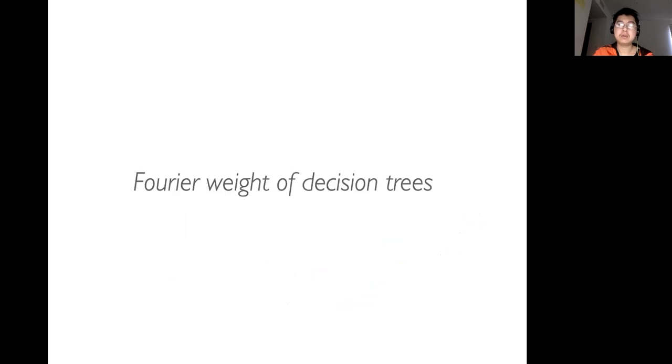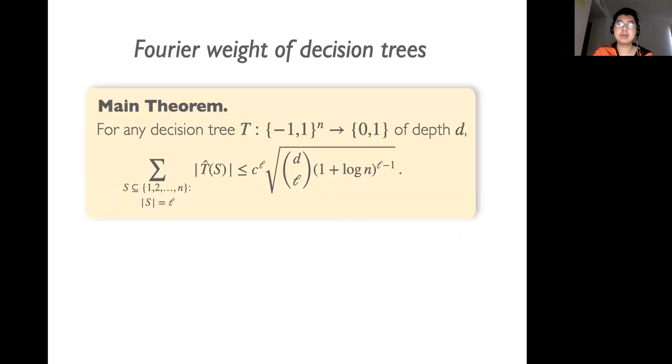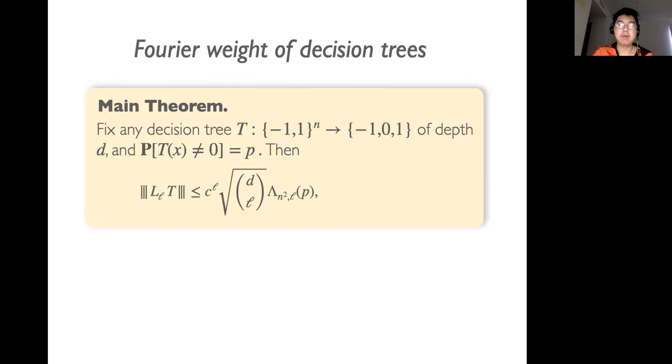Next, we move on to the analysis of the Fourier weight of decision trees. In this part, we want to give an upper bound on the L1 norm of the Fourier coefficients at level L. We will use a shorthand notation for this big summation in the remainder of this talk, meaning the level L Fourier weight of tree T. In particular, we will prove the following.